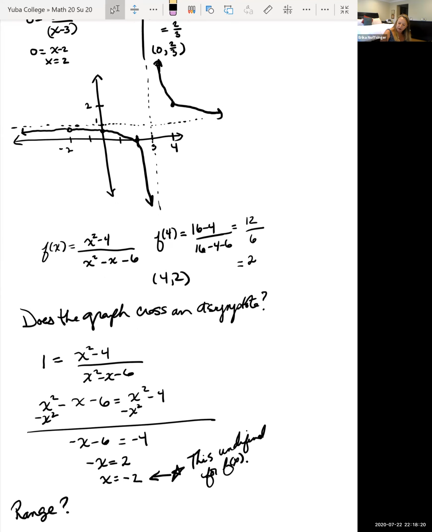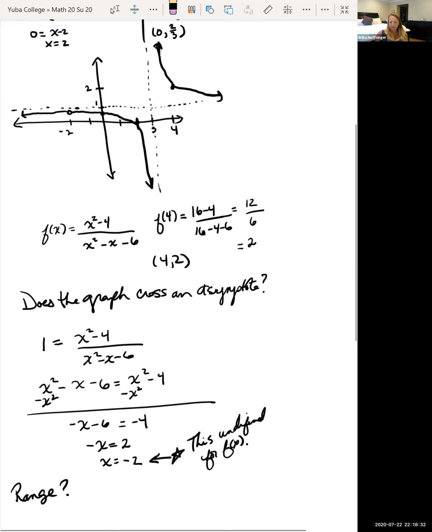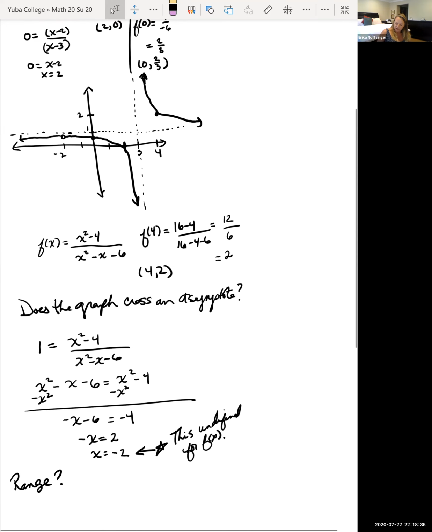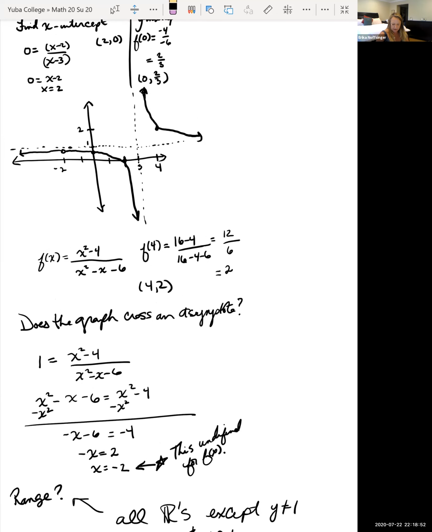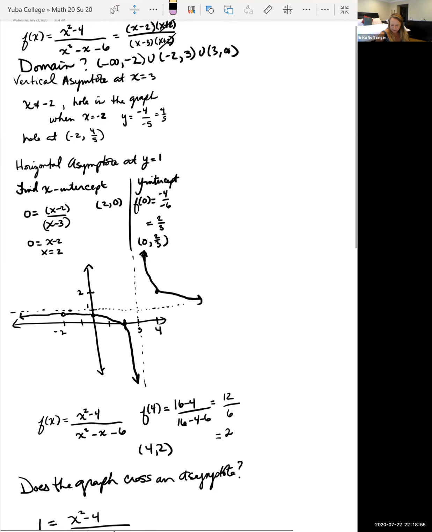What about over here? There's this y value right here. That's an open circle. This piece of the graph over here is above this. It's never going to hit that y value. So I notice that there are 2 y values in my graph that it's never going to hit. So the range is going to be all reals except: y can't equal 1 and y cannot equal, well, that hole was at 4/5.